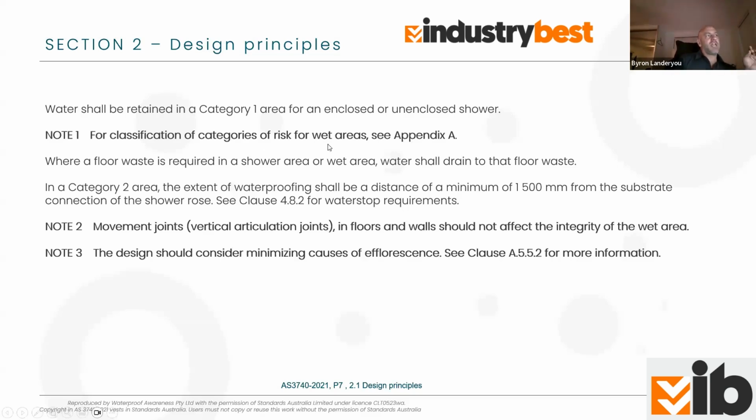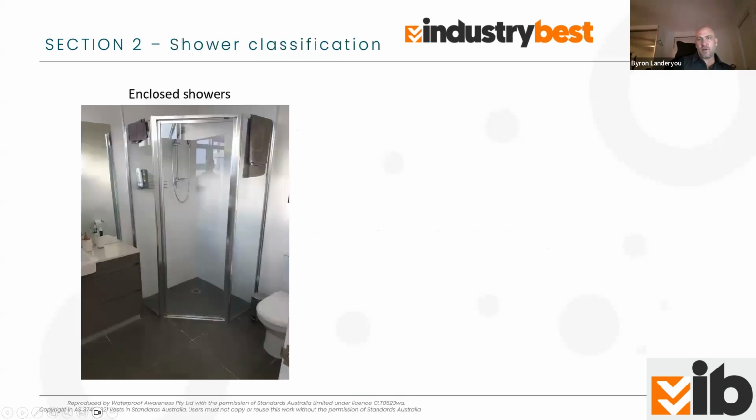So classification in categories of risk. We'll see Appendix A, we will go through that. Where a floor waste is required in the shower area, water shall drain to that floor waste. So that's pretty important, that terminology, where a floor waste is required. We won't go through, the design should consider minimising causes of efflorescence. We'll go through that when we've got something more to show you on the screen.